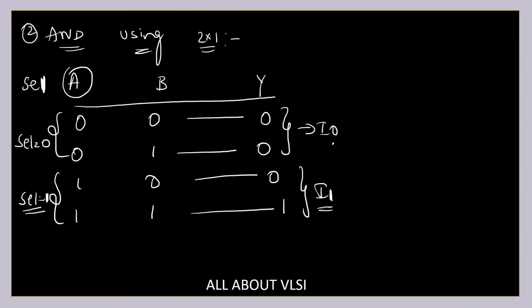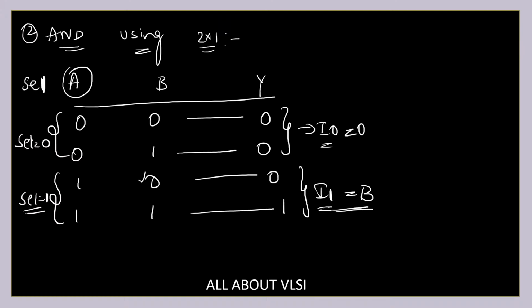Now, what is your I0? You can see over here, whatever value of your B may be, maybe 0 or it may be 1, your output is equal to 0. That means I0 is equal to 0. Now, coming to my I1, you can see it is just a copy of your B. If your B is equal to 0, output is equal to 0, B is equal to 1, output is equal to 1. That means I1 is equal to B.